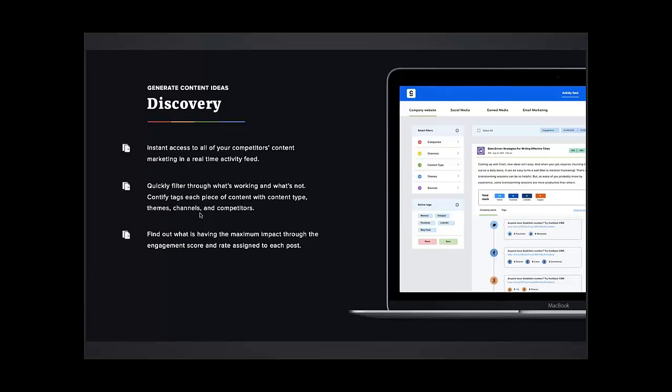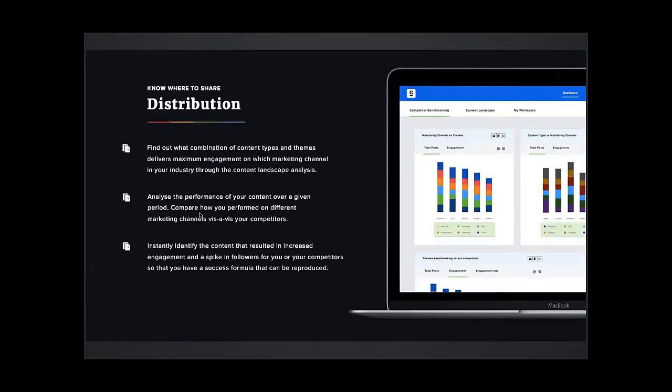So the first step is to discover, get ideas, see what is working and what is not working. And then step 2 is to figure out how to distribute. What is the distribution strategy? Content that is generated and not distributed to the right audience is as good as no use. It's pretty much useless then.